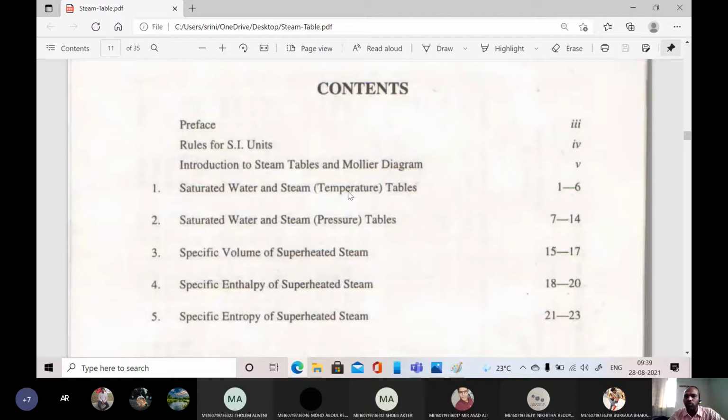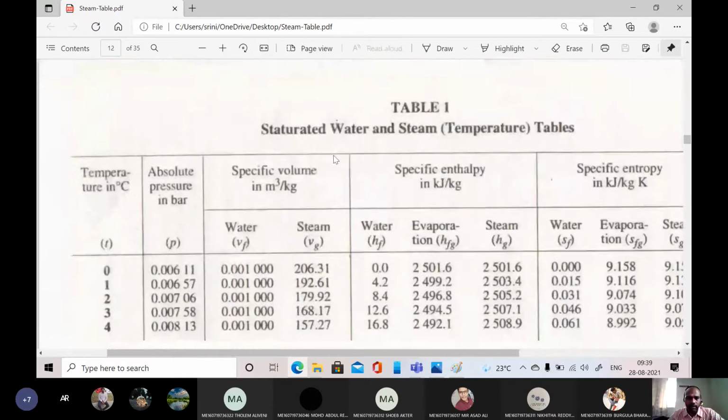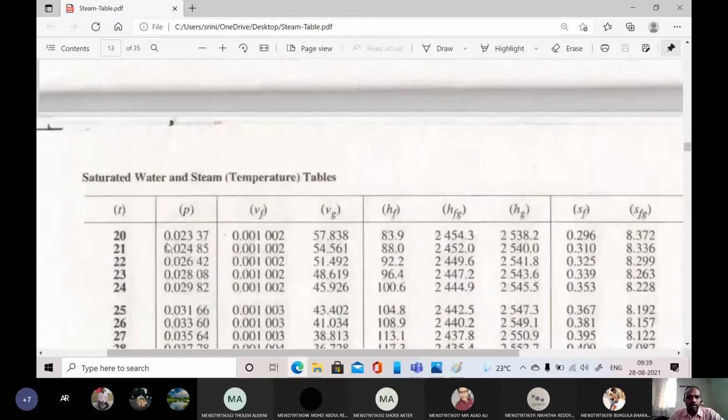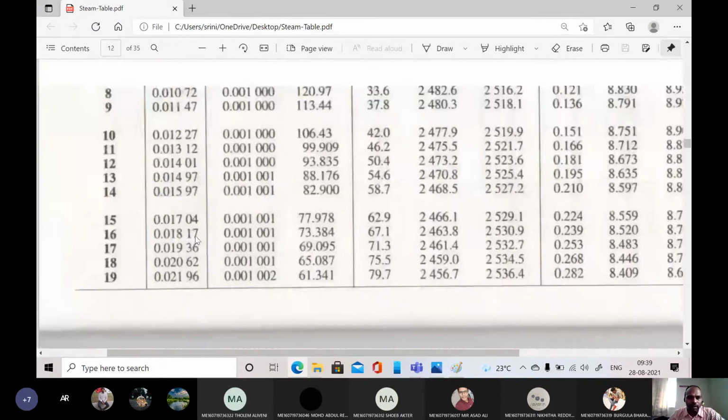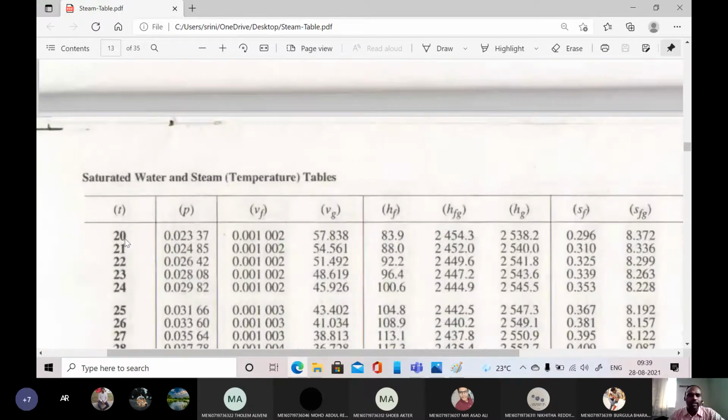So the only thing is, if you know the temperature, how do you find out? I will show you one simple example. So at 20 degrees, what is the pressure? Now if you can see here, the units are in SI units: the pressure is in bar, the temperature in degrees centigrade, the specific volume in meter cube per kg, the specific enthalpy in kilojoules per kg, and entropy in kilojoules per kg Kelvin. Now at 20 degrees centigrade, what is the corresponding pressure?